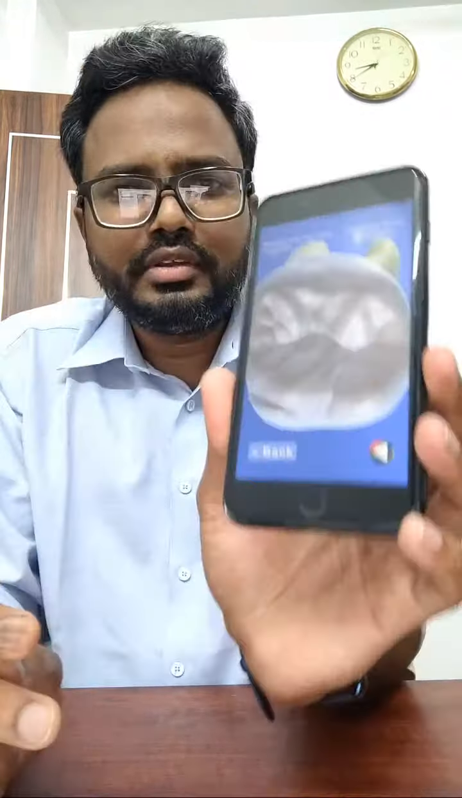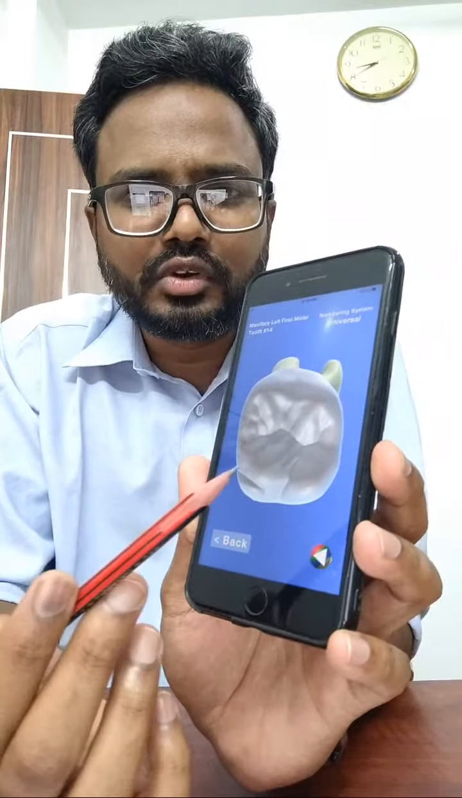I think I can show you a graphical illustration. I found an app in which the representation of this tooth is really good. I think I got it. I hope you can see this. Let me just zoom out. Yeah, I think it has a better representation when it comes to ridges and grooves.